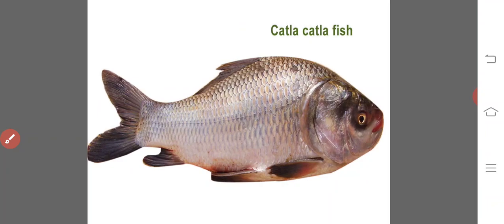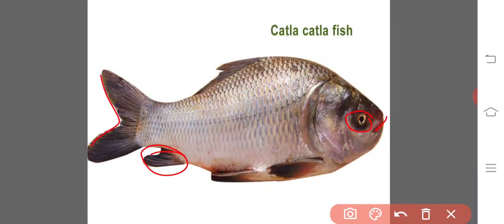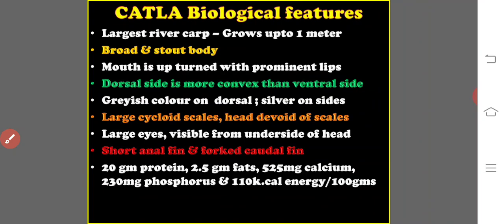The body is large and stout, and here the eyes are very prominent, lips are prominent and upturned, and the anal fin is small, okay. Forked caudal fin, and body covered by scales. The dorsal surface is highly convex rather than the ventral surface, okay. So the body is covered by scales but not the head region. These are the basic biological features of the Catla fish, which is usually grown in the Indian fresh waters.